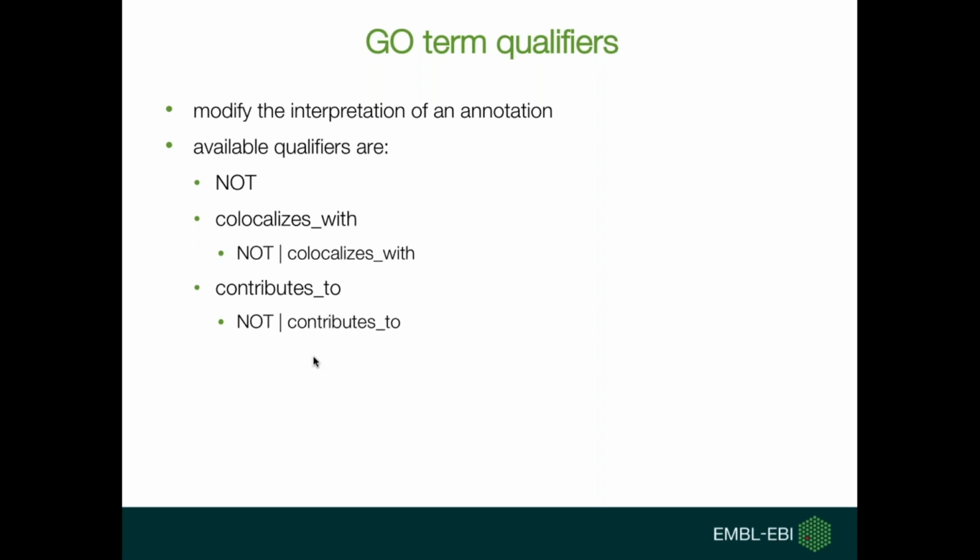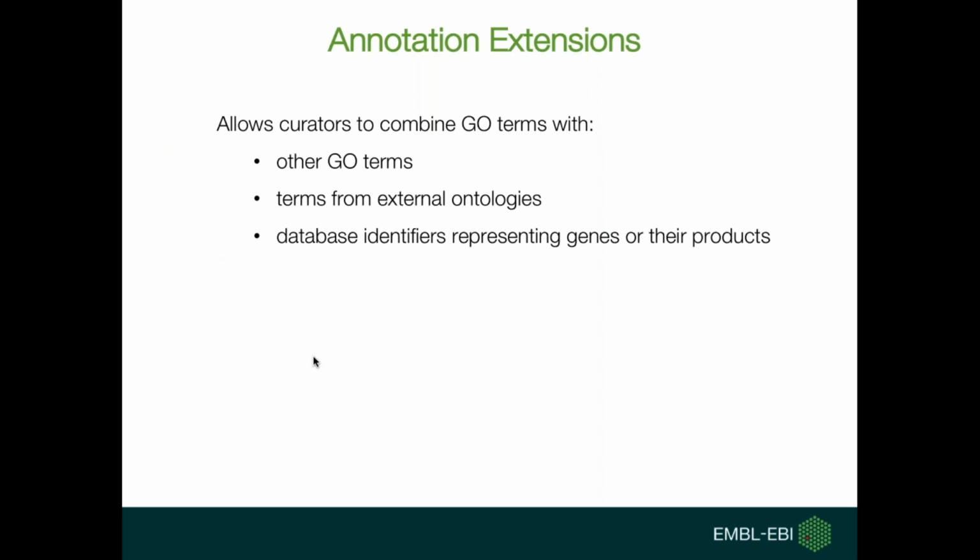Co-localizes with, in this case, let's say we have a protein that co-localizes with the mitochondria, but it's not in the mitochondria. This is actually how we capture this information, by using the co-localizes with qualifier. And contributes to would refer more to protein complexes, where you, let's say, have a multi-subunit protein complex that has a particular enzyme activity, but the individual components don't actually have the activity itself. It only has activity when it's in the complex. So we would then use the contributes to term. And the not terms for these two would cancel out the co-localizes with or contributes to.